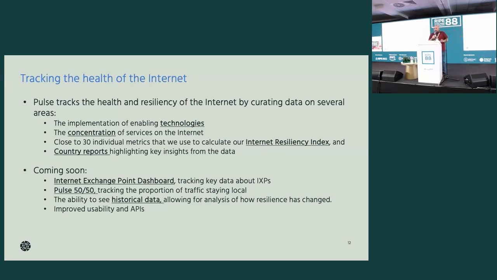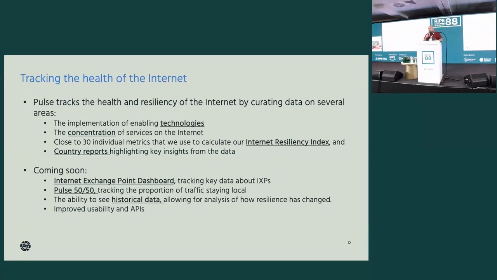So far, we have areas that track the implementation of enabling technologies for a secure internet. We have tools or data about the concentration of services provided on the internet. And we have the Internet Resilience Index. They are all compiled with some spices added from other measurements to produce the country reports.